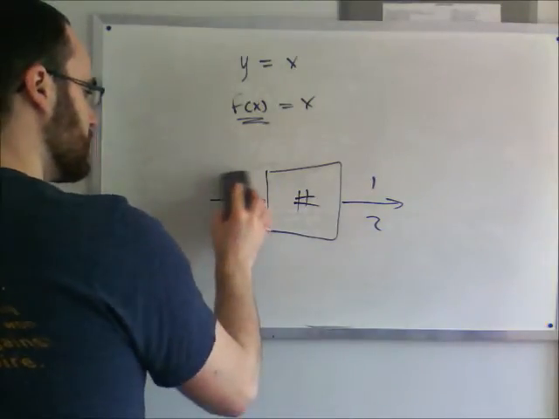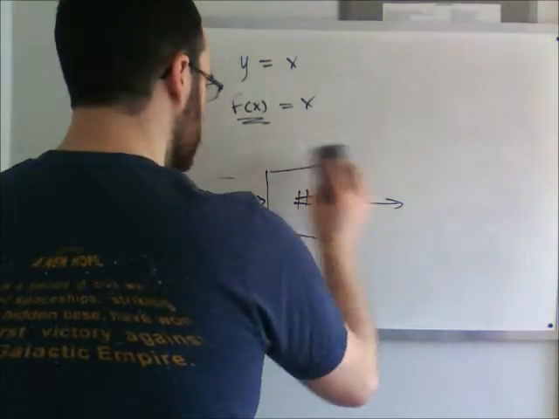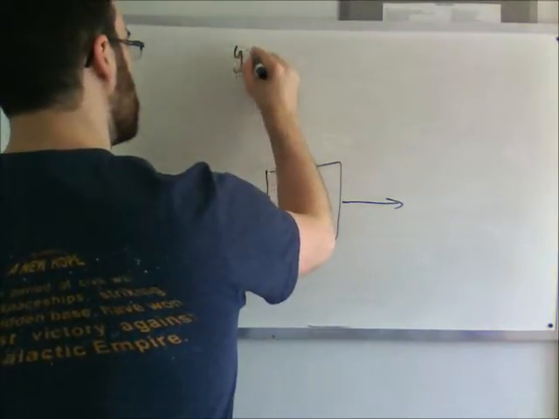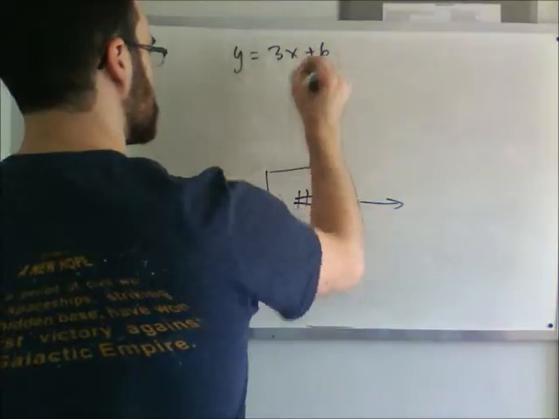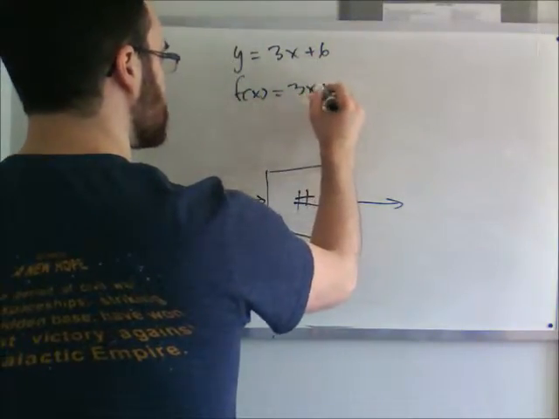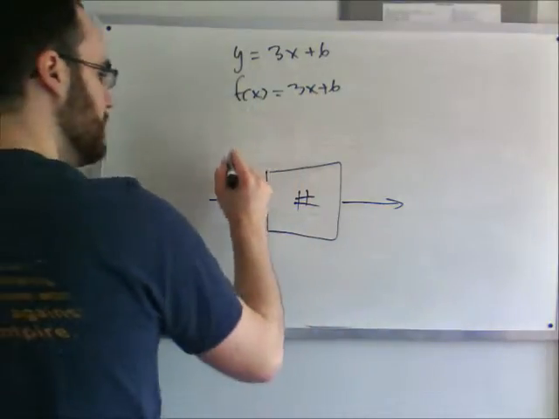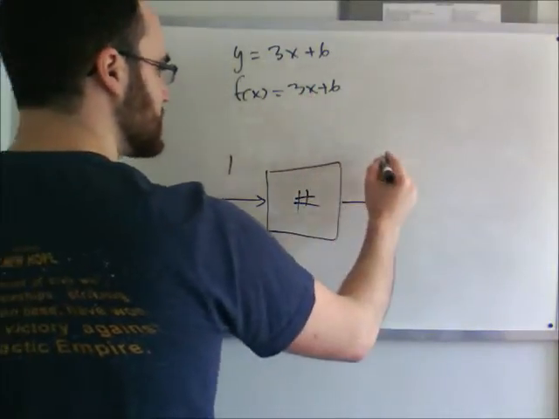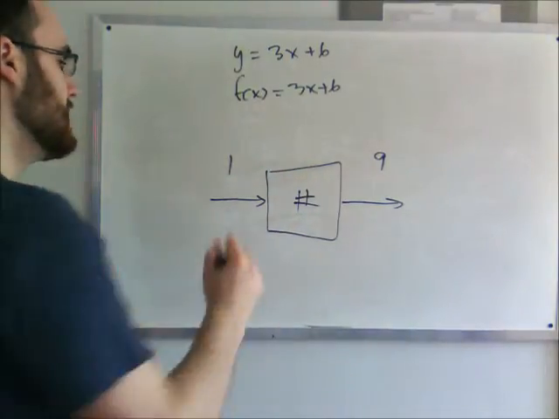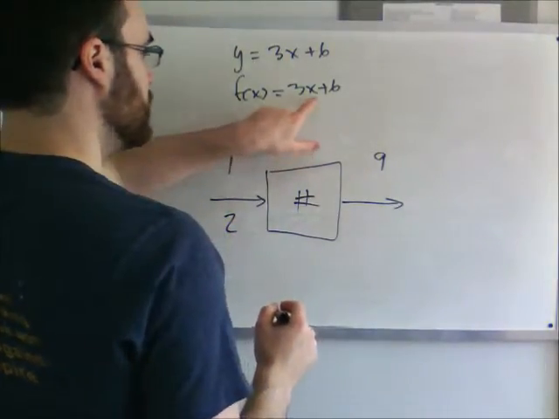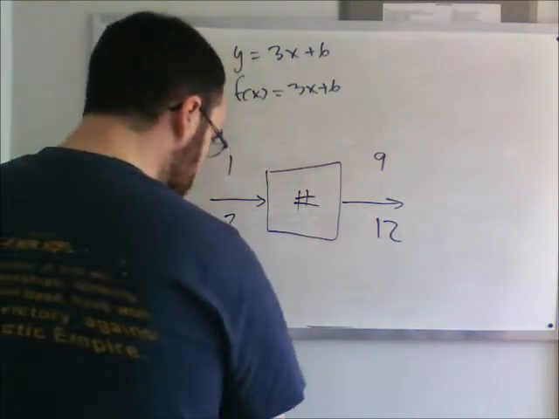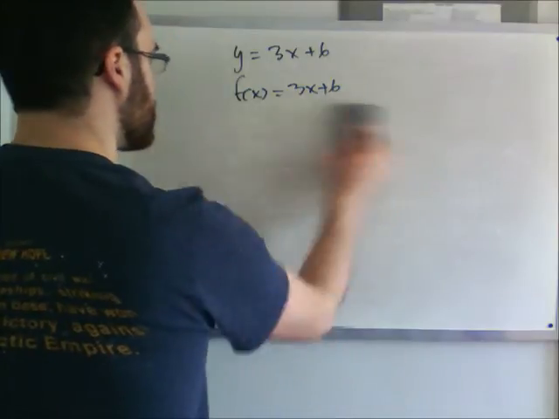So let's talk about something that's a little more complicated and say y equals 3x plus 6. Well, f of x is the same as y equals 3x plus 6. If I plug in 1, I get 3 times 1 is 3 plus 6. I get 9. So if I send in 1, I get out a 9. That's the machine. If I send in a 2, I get out a 12, and so on and so forth. That's how functions work.